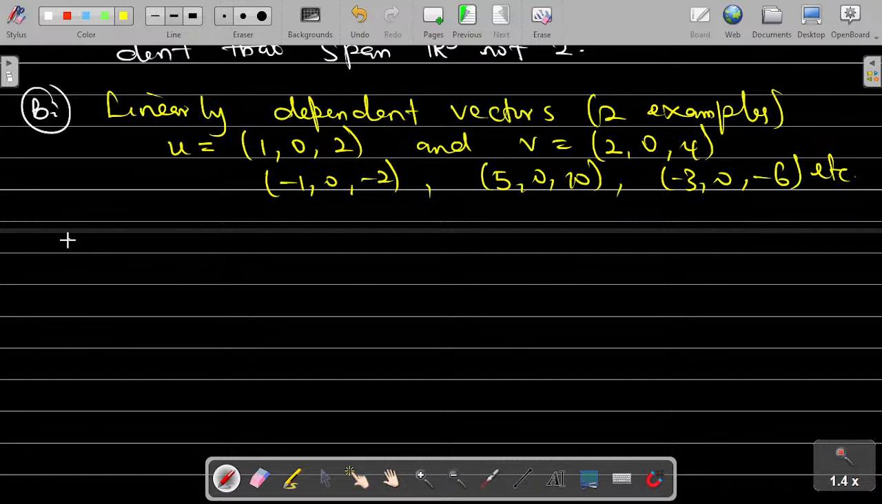All right, and then we go over to the second part. There they said, under what condition will a set with 1 vector be linearly dependent? So what will make a set of only 1 vector be linearly dependent? What does it mean for a vector to be linearly dependent?